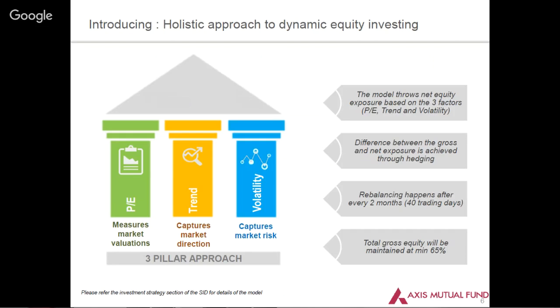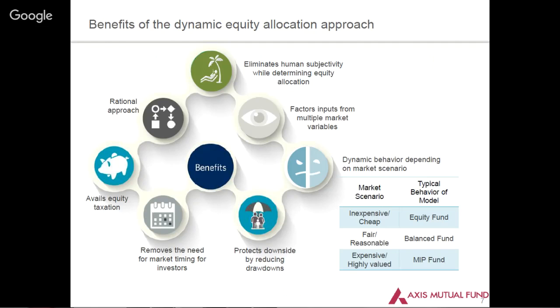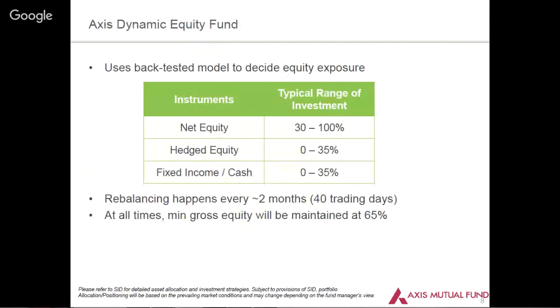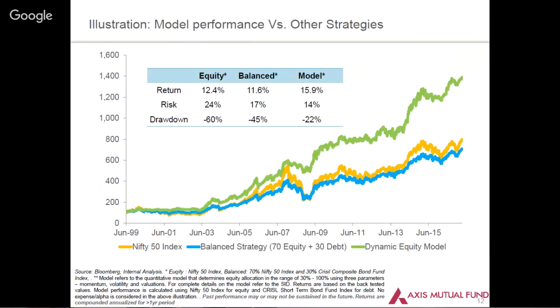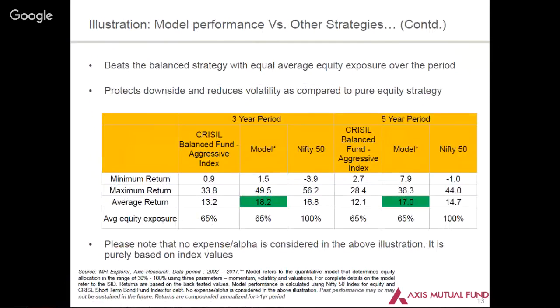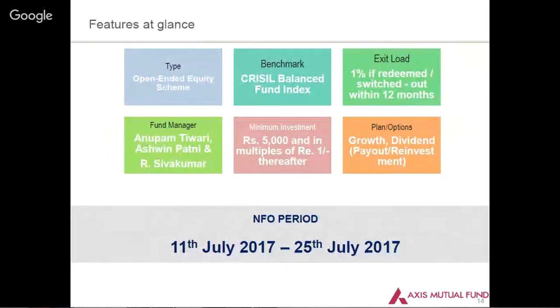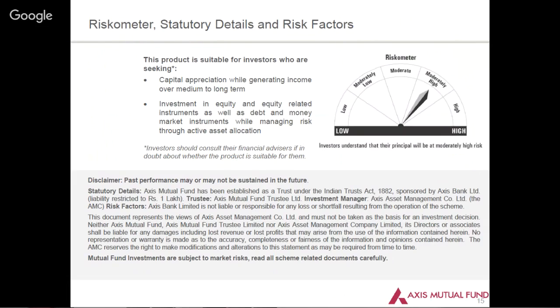I will just introduce some of the other slides very quickly, but I will encourage people to look at them. The slides give some details of the Axis Dynamic Equity Fund and the model that we have used, as well as how the backtest experience has been in different time periods. Like I said, the key value addition is the way the model is able to bring down risk over a cycle. Thanks everyone. Thank you for joining us today.